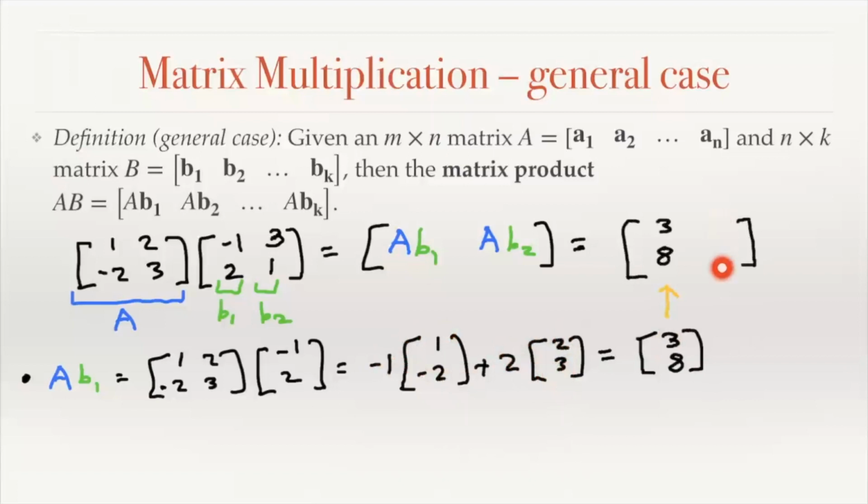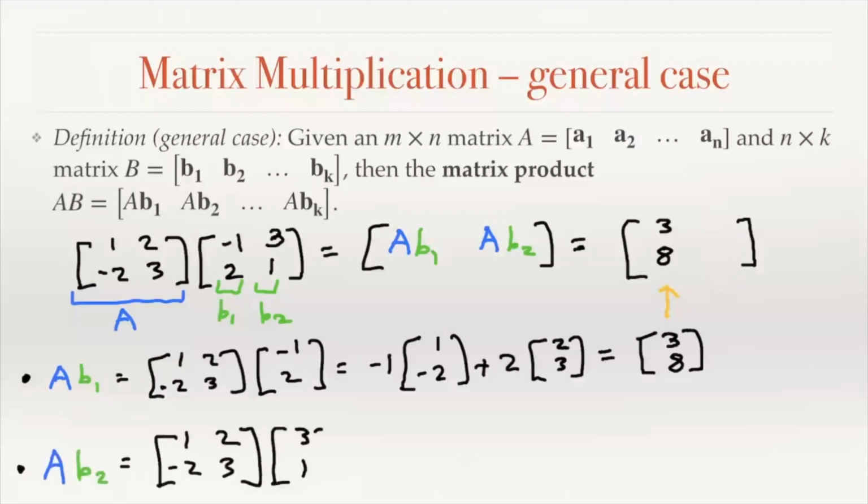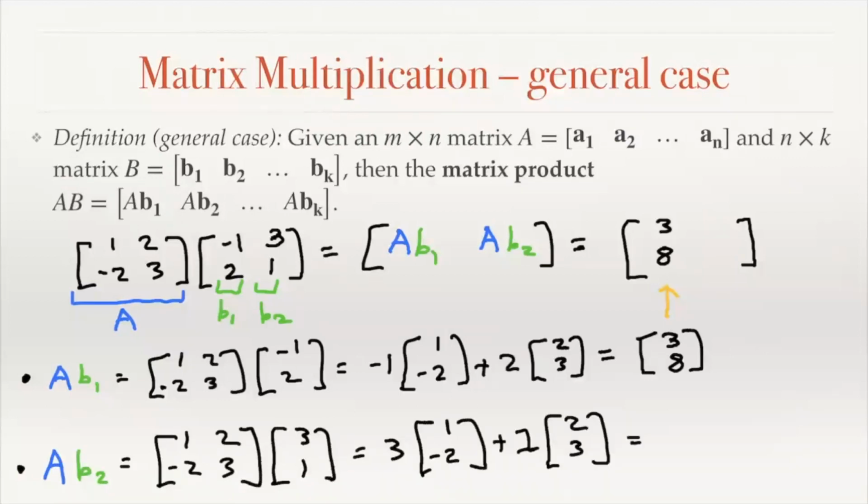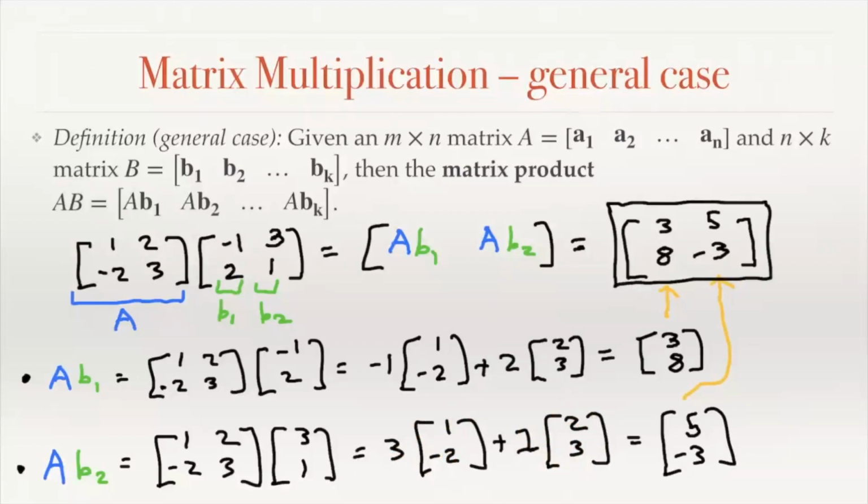Then here, we'll do the same thing with AB2, and stick the result there. So AB2 is this product: 3 times the first column plus 1 times the second column. So we have 3 times 1 plus 1 times 2 is 5 up there, and 3 times -2 plus 1 times 3 is -3. So that is the matrix product of these two.